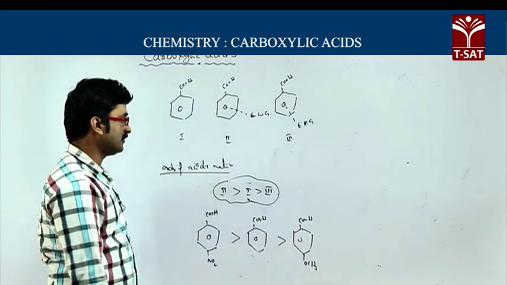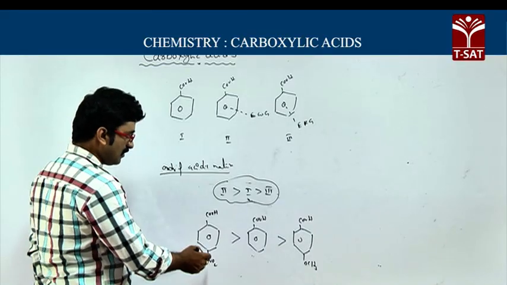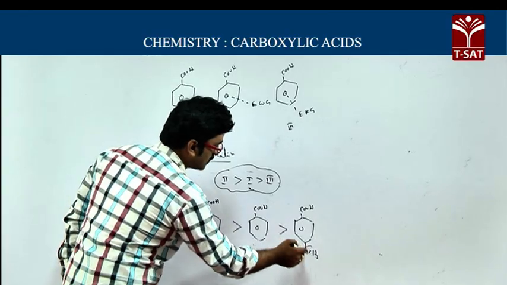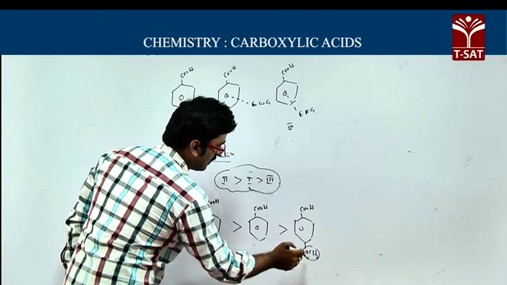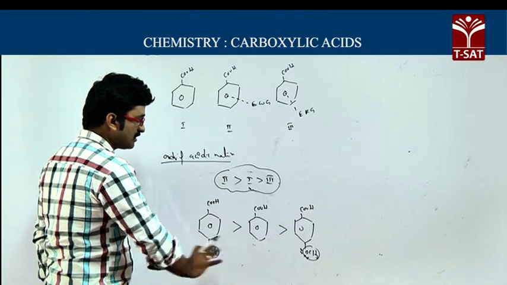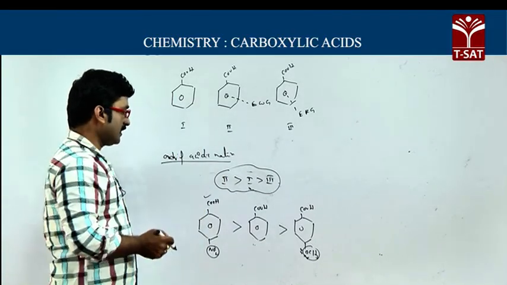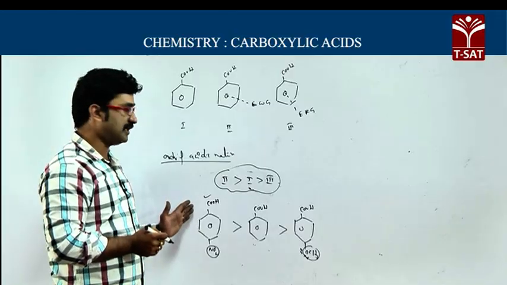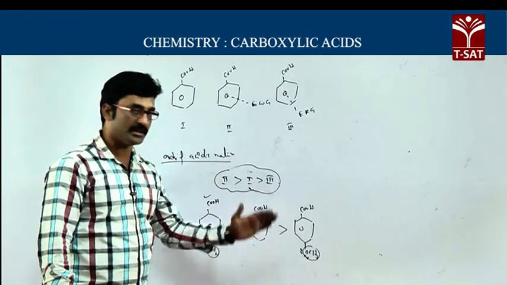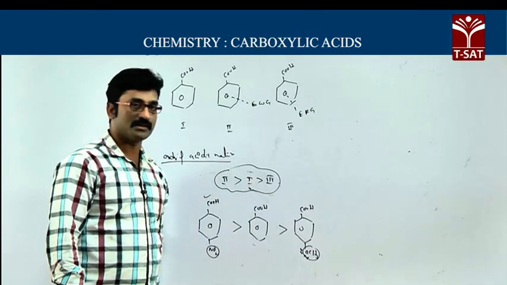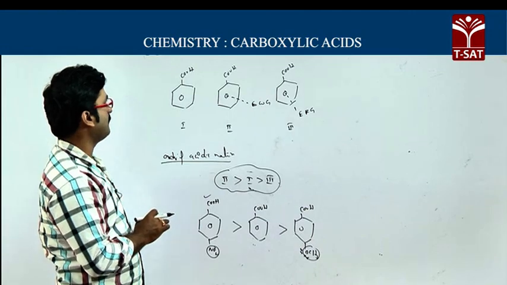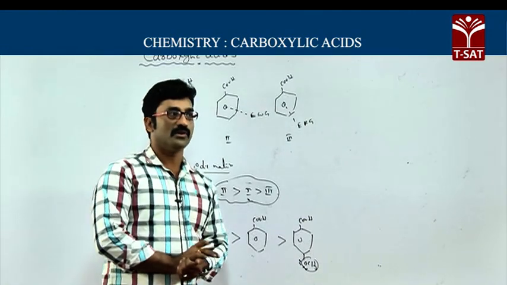4-methoxy benzoic acid. You know, in this NO2 is an electron withdrawing group, whereas OCH3 has 2 lone pairs of electrons, and it is an electron releasing group. So among these three compounds, para-nitro benzoic acid is more acidic than benzoic acid, and this benzoic acid is more acidic than para-methoxy benzoic acid. This is very, very important. Now next we'll go for the reactions.